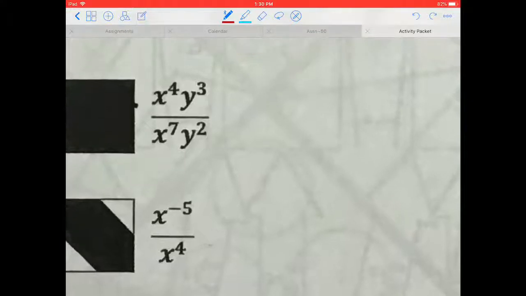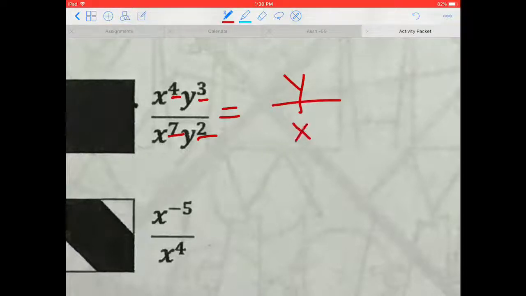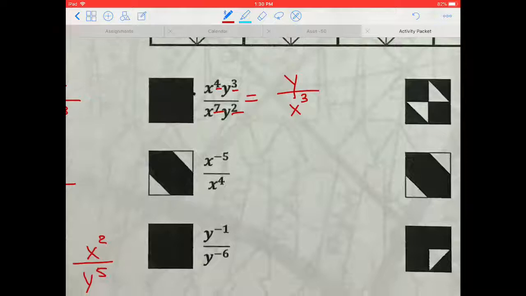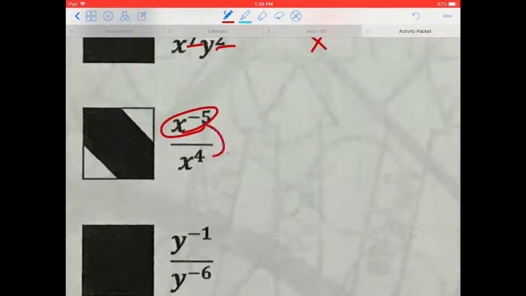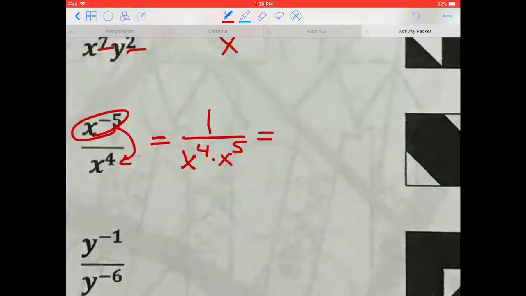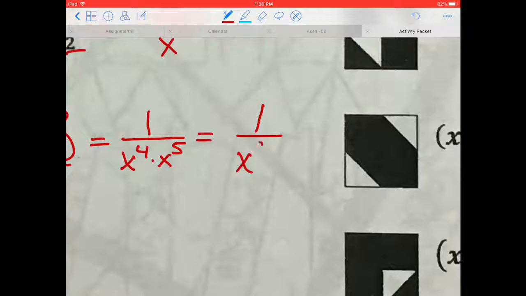Okay, so here we go. This is y, 1 y left over, 3 minus 2, and then on the bottom, 7 minus 4 is x cubed. Cross the line, change the sign. 1 over x to the 4th and x to the 5th, so they're both x's, we have to combine them. 1 over x to the 9th.